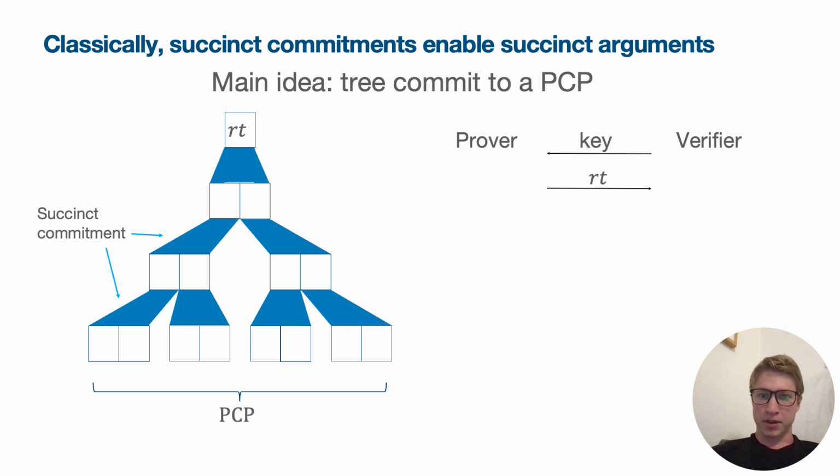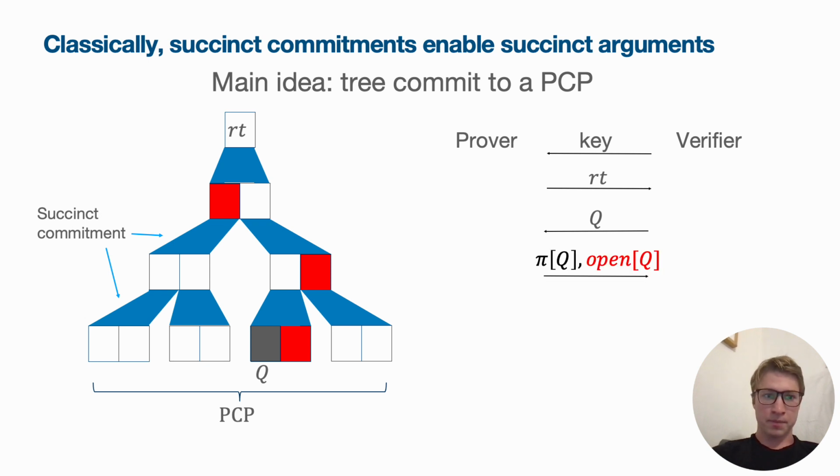But the key property of this is that now, if the verifier asks for a query at a specific location Q, then the prover can open that location by just opening the commitments on the way up the tree. You can imagine if this was a deeper tree, this would be a huge savings compared to sending the entire PCP. Now all the verifier has to do is verify that these things hash consistently up to the root that they were given earlier, and then check that the PCP openings were valid. And this will serve as a PCP check.